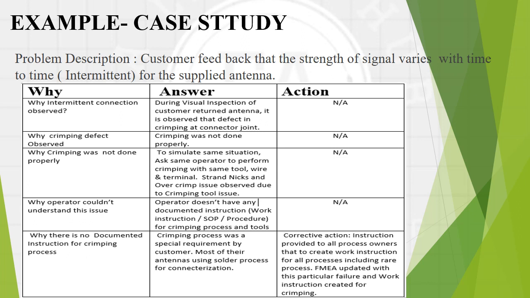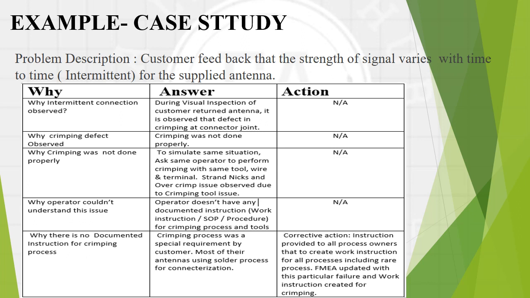So why couldn't the operator understand this issue? Why didn't he understand? The operator doesn't have any documented instruction, that means any work instruction, SOP or procedure, for the crimping process and tools. This operator is mostly new, or not familiar with this crimping process, and he doesn't have any work instruction or procedure regarding how to perform a crimping operation and what tools to use, what is a proper tool. He is not familiar with the tool also.